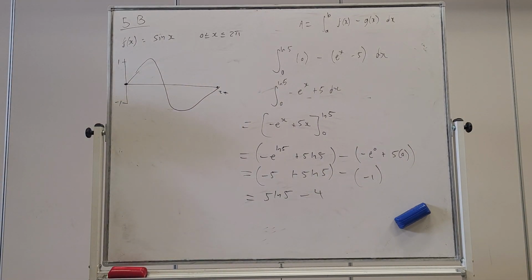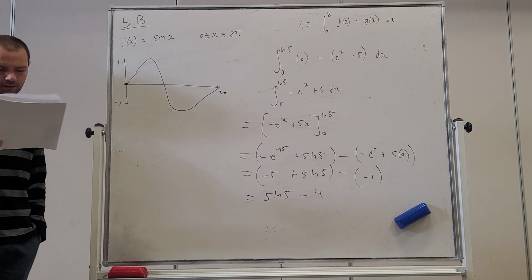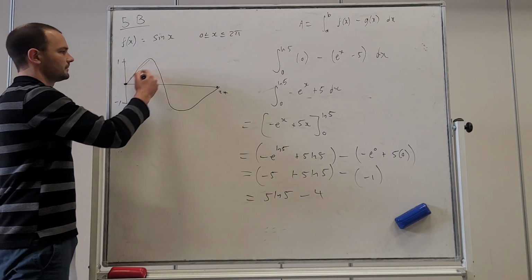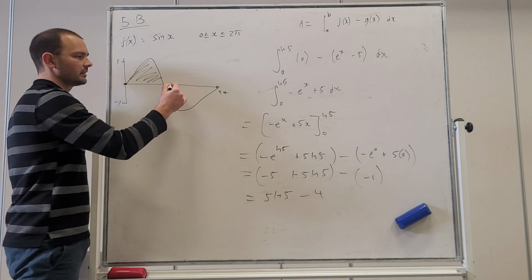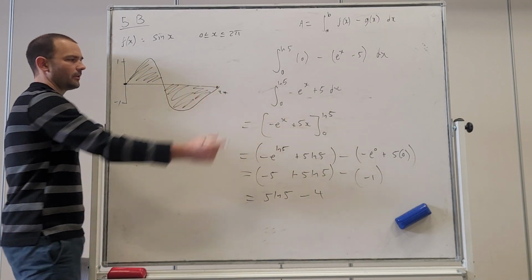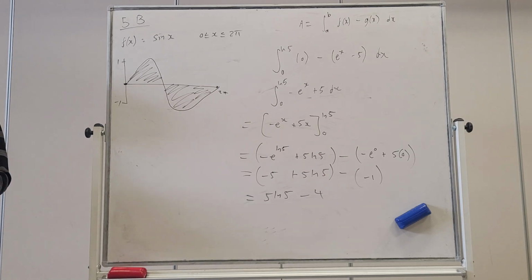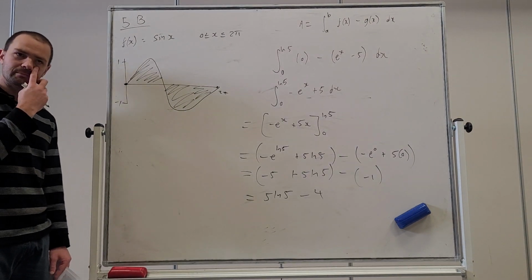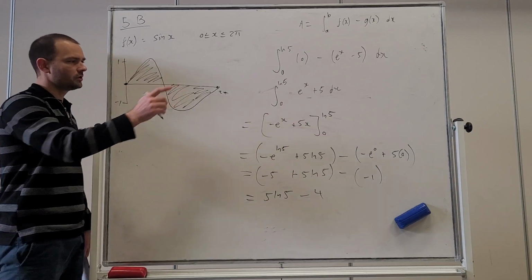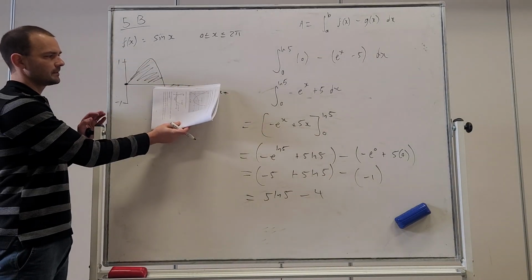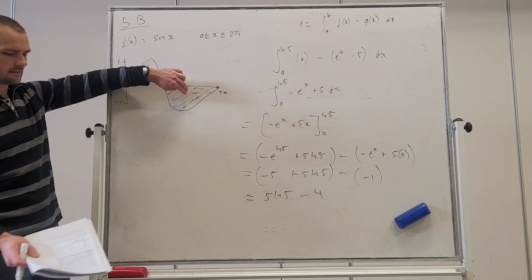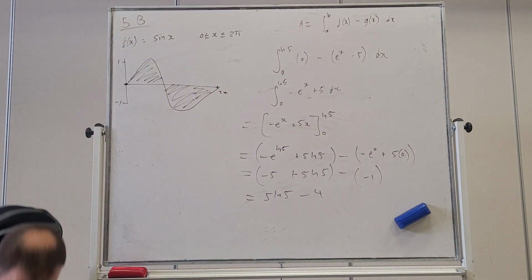All right, it says find the area enclosed by the x-axis and the function. And so what that means is it wants us to find this area and this area. It wants us to find both and add them together. So we can do exactly what we did before. Because it's a periodic function, a trig function, it's symmetric about the x-axis. So the area of this region is equal to the area of this region.